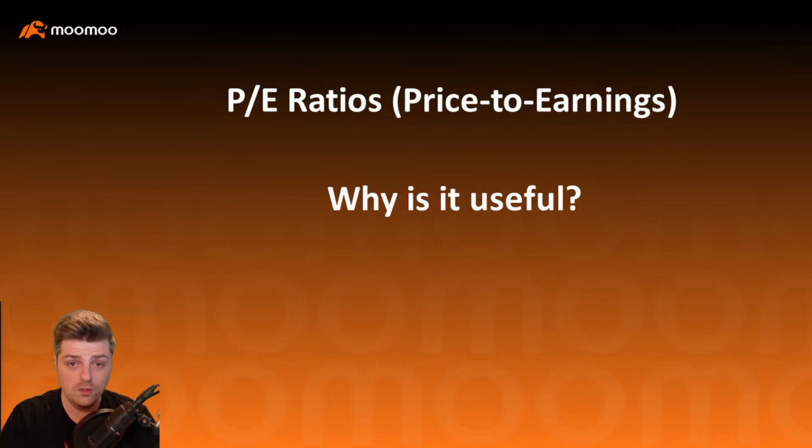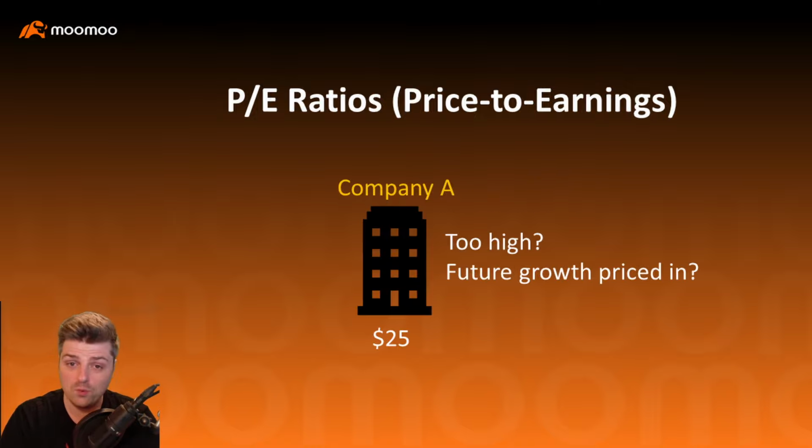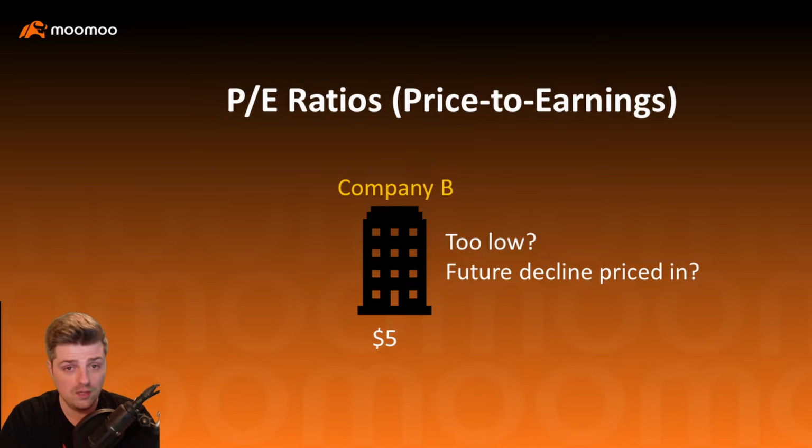So why is this useful? Well, the PE ratio helps investors gauge if a stock is overvalued or undervalued. A high PE might mean the stock is expensive relative to its earnings, or it could mean that investors expect future growth. Whereas a low PE might indicate that the stock is cheap, but it could also signal that a company is struggling or that its earnings are expected to decline.